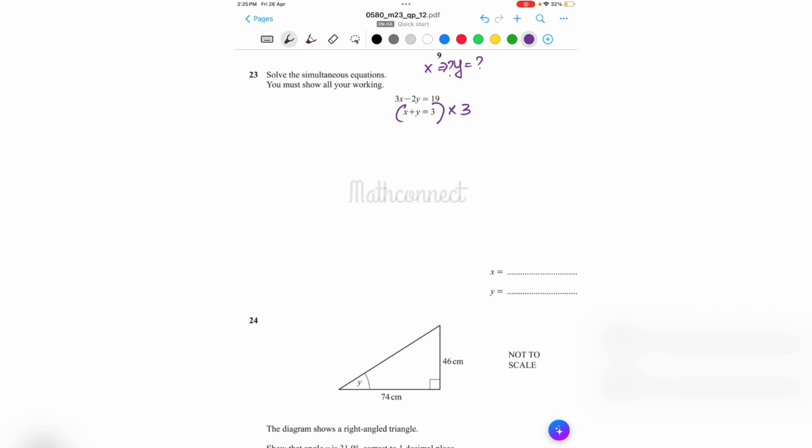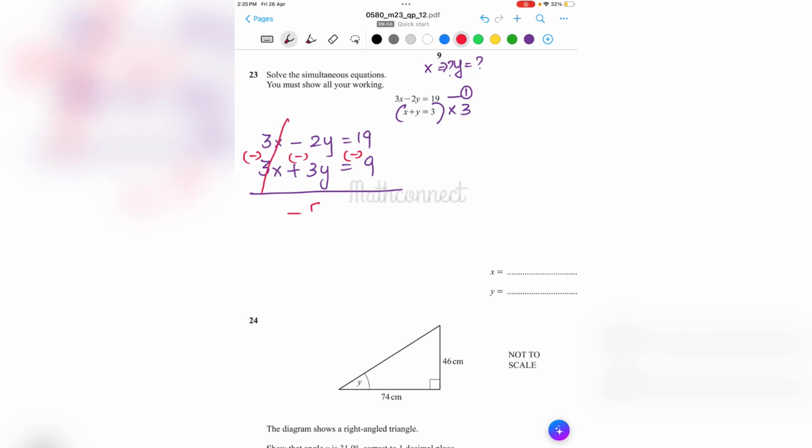So rewriting the equation, let this be equation 1. So equation 1 remains the same, whereas the second equation, once I multiply with 3, it's going to be 3x plus 3y equal to 9. Now I'm going to subtract it. So this will get cancelled. Minus 5y equal to 10, and y is equal to 10 by minus 5, which is minus 2. So y is minus 2.